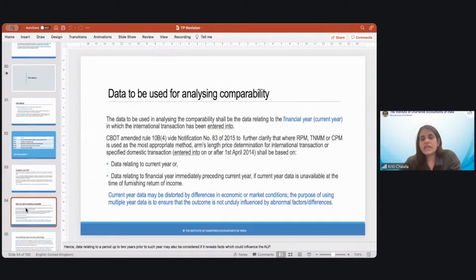Now, when it comes to the data to be used for analyzing comparability, generally we do not use current year data, because current year data may be distorted by differences in market or economic conditions, etc. This is the reason we prefer using multiple year data, because it will ensure that the outcome is not unduly influenced by abnormal factors or differences. So where you have RPM, TNMM, CPM being used, you could use multiple year data for the purposes of comparability or benchmarking.